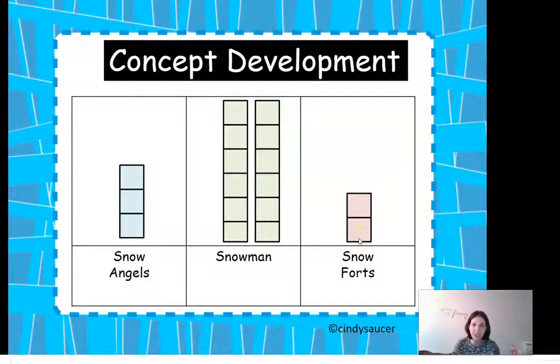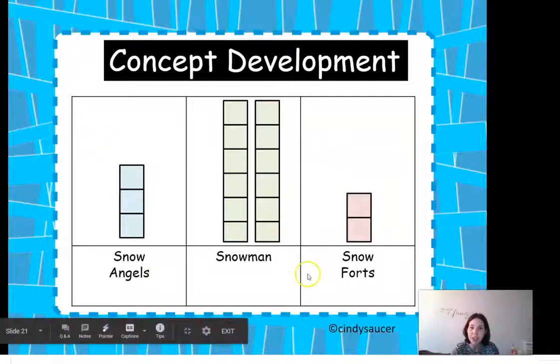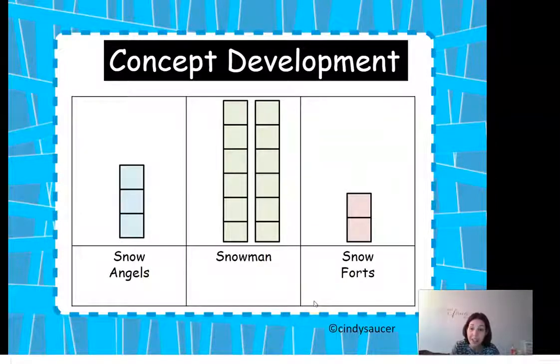How does this graph look different than the other graphs that we looked at before? This graph goes up. These look like towers, which is different than before. They were going sideways. And before we also used tally marks. These are not tally marks, but this is another way that we can show and organize data.